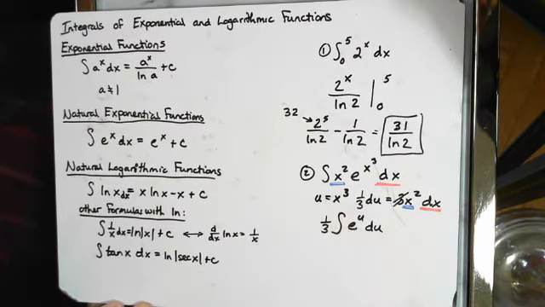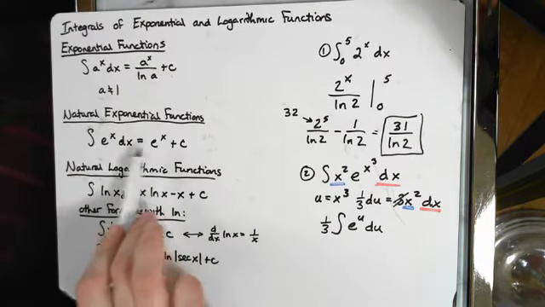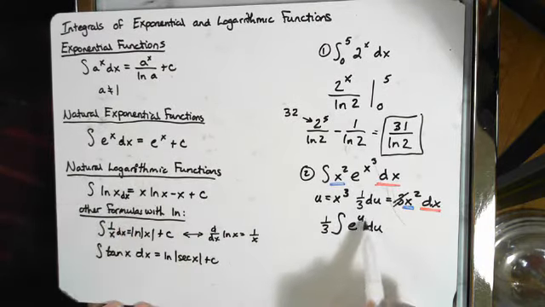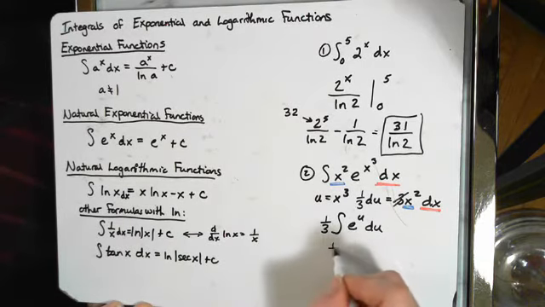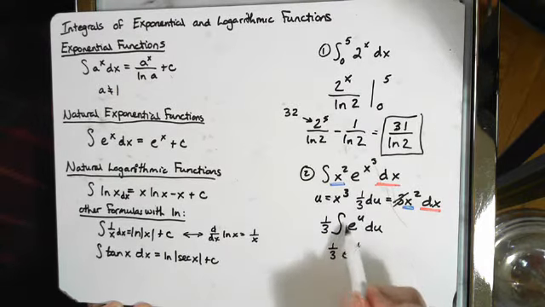And I can't forget to write my integral in there. Now I can apply my natural exponential function, because this is just a plain e to a variable. So this is just going to be 1/3 e to the u. Now, this is indefinite, so I should put a plus c at the end.